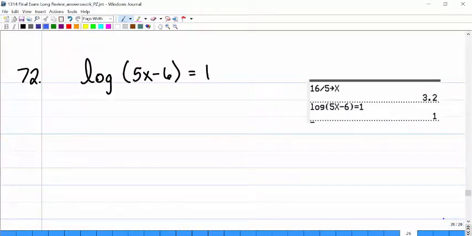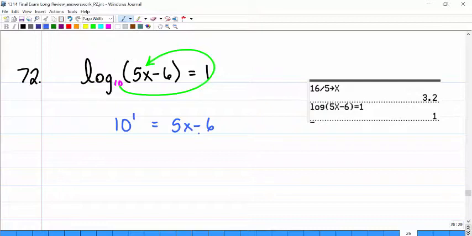For number 72, solve log of 5x minus 6 equals 10. You know that this is the common log, so this is base 10. That base 10 is understood to be there. But I need to go ahead and write it in so that when I convert to exponential, I see that I have 10 to the 1 equals 5x minus 6. So if I want to get x by itself, I need to add 6 to both sides. 10 plus 6 is 16 equals 5x. Dividing both sides by 5, I get x equals 16/5.